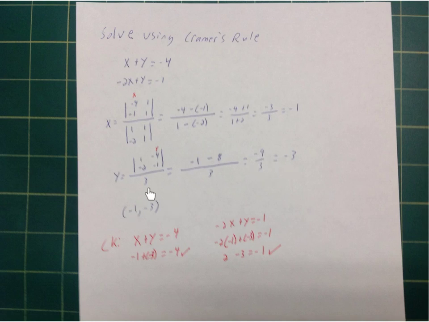So I get an answer, negative 1, negative 3. And I went ahead and checked it. If you substitute it into each equation, the arithmetic works.